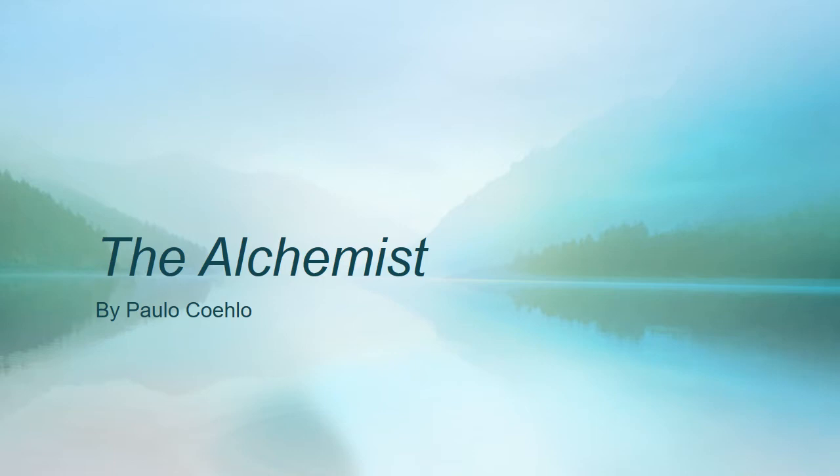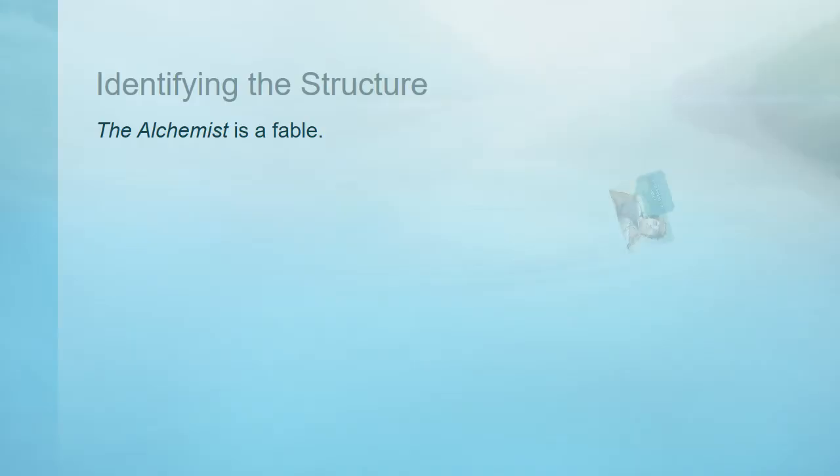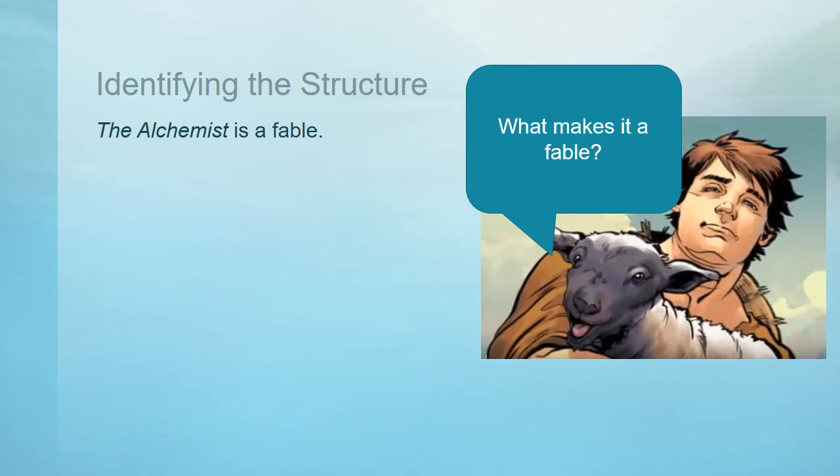We are going to look at Joseph Campbell's The Hero's Journey through the lens of The Alchemist by Paulo Coelho. One of the first things we want to do as scholars of English is determine the kinds of writing that we're working with. And in this case, we're going to be working with a fable. So we want to think about structure much like a biologist does when he or she begins to classify different kinds of animals or plants.